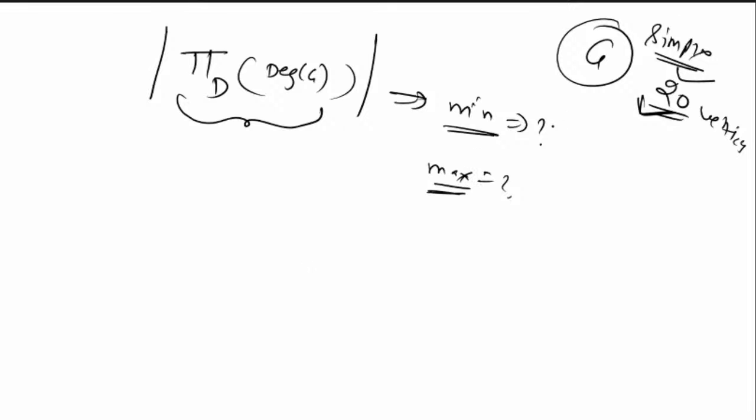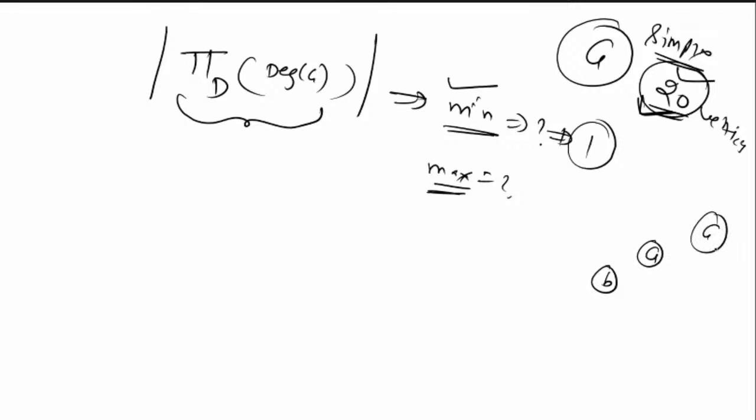So okay, let me tell you what will be the minimum. Minimum will be one, because it happens if all the vertices have the same degree. Let's assume every vertex has the same degree. In this G you have 20 vertices, and let's assume this is a complete graph. Then every vertex has degree 19, 19, 19.